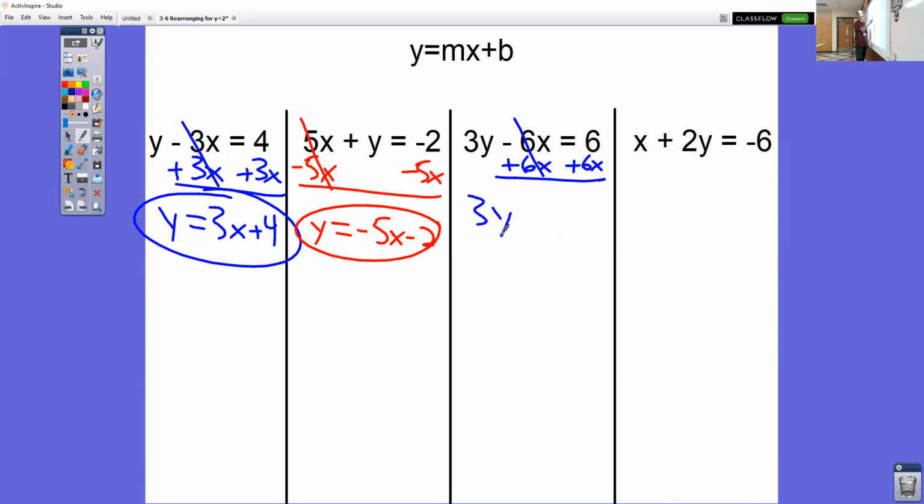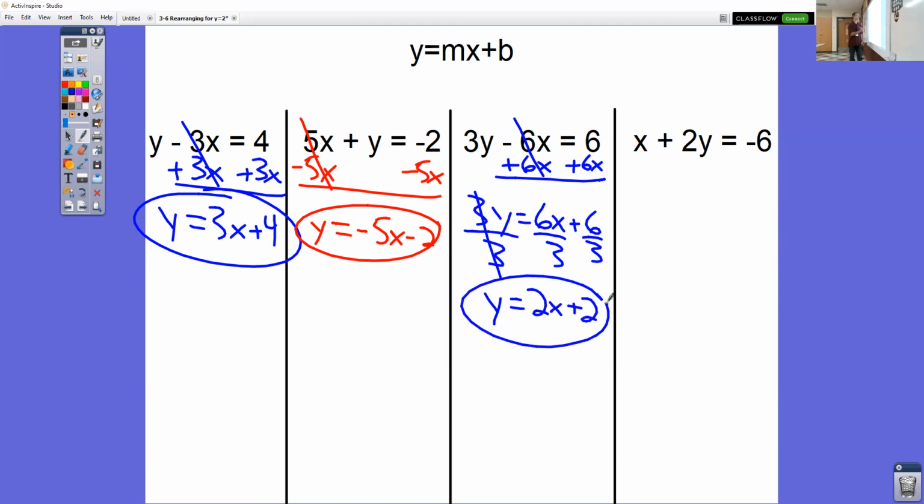In the next one, getting the 3y all by itself, +6x and +6x. So we have 3y equals 6x plus 6. Divide by 3, divide by 3, divide by 3. 6 divided by 3 is 2x. 6 divided by 3 is 2. So plus 2.